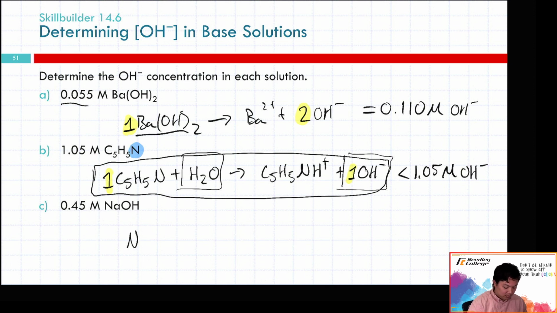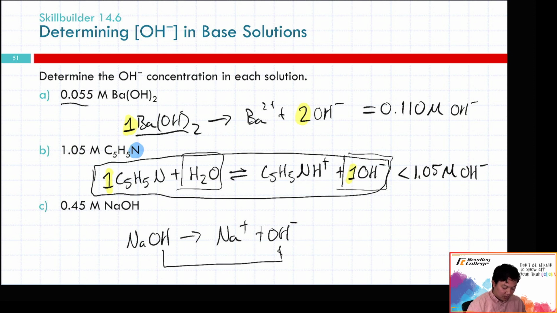These strong bases, let's look at NaOH. Oh, should be a little more careful there. NaOH is just going to be Na plus OH minus. Strong bases have hydroxides formed directly. So then again, this is a strong base, so we're going to have equal to 0.45 molar OH minus. Cool?